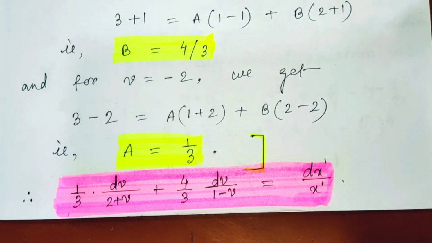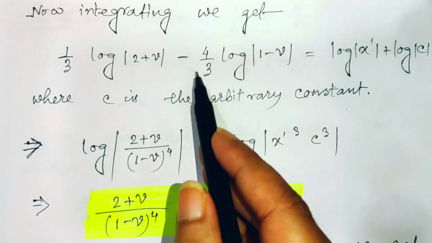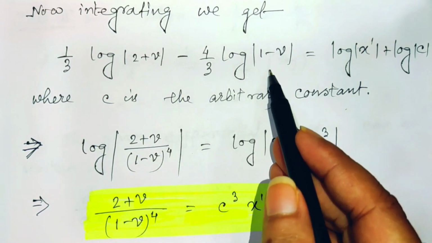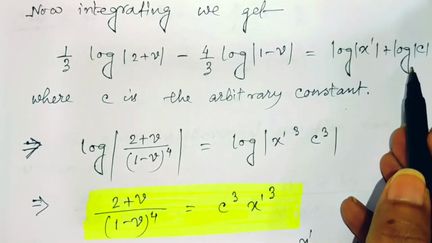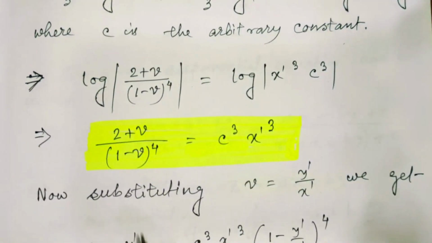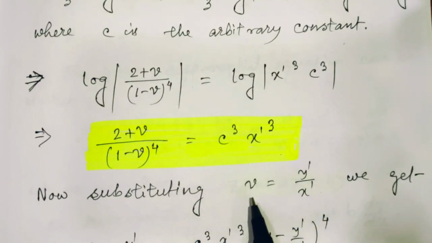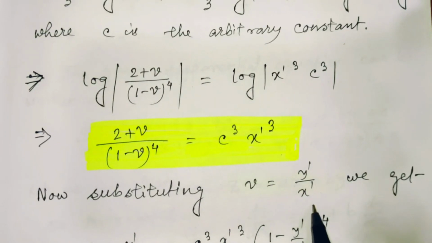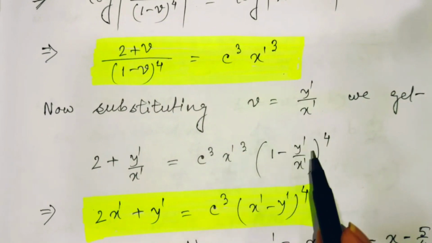Now we should take the integration on both sides and get 1 by 3 log of 2 plus v minus 4 by 3 log of 1 minus v is equal to log x dash plus log c, which is the integrating constant, and after simplification we shall find this in terms of v and x dash. So v, we know, is y dash by x dash, so we should substitute v with y dash by x dash.